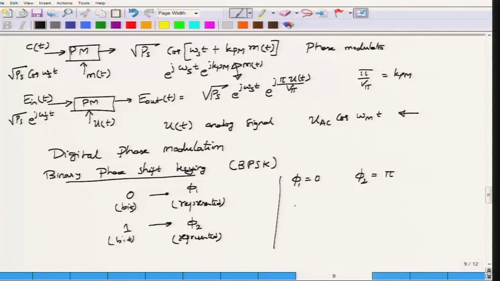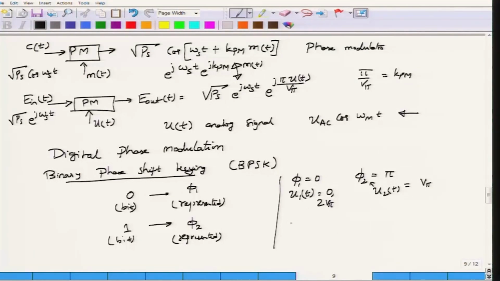When I have phi 1 equal to 0, what should my u1 of t be chosen such that I get no phase shift? I can choose 0 or I can choose 2 v pi. If I want to get a phase shift of pi, what should I choose? I should choose u2 of t, which is the signal corresponding to phase phi 2, which then corresponds to bit 1. I should choose this one to be v pi, correct. So, if I alternate between 2 v pi and v pi, I am changing the phase of the laser light, that is the laser light which is given as the input to the optical phase modulator. I am changing the phase of that light wave to go between 0 and pi.